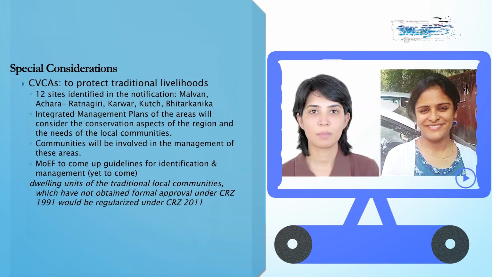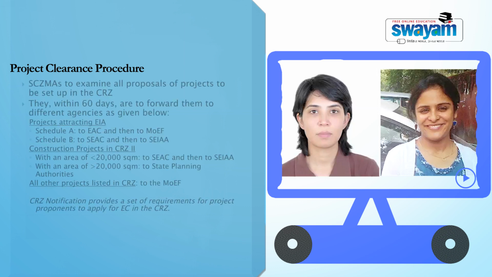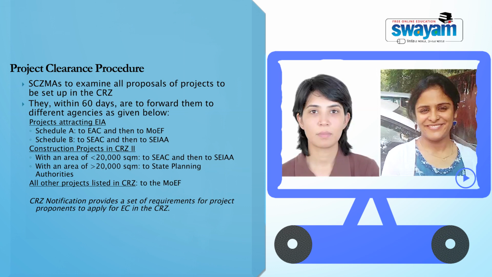For all the projects seeking to be set up in the CRZ, notification 2011 mandated a procedure. As per it, the SCZMAs, that is the State Coastal Zone Management Authorities, are to examine all proposals of projects to be set up in the CRZ. Within 60 days, they are to be forwarded from them to the different agencies. Projects listed in the Schedule A of the Environment Impact Assessment, that is EIA notification 2006, are forwarded to the EAC, that is the Expert Appraisal Committee, and then to the MOEF.